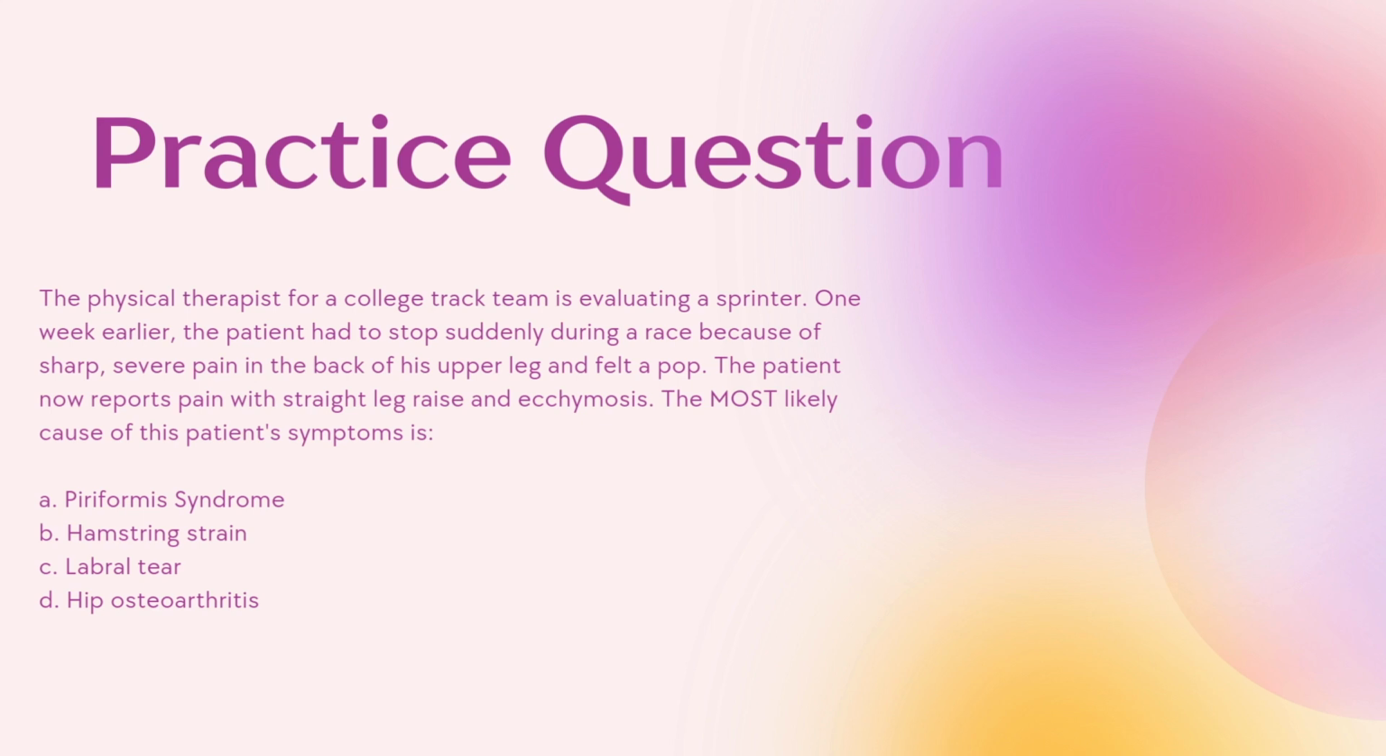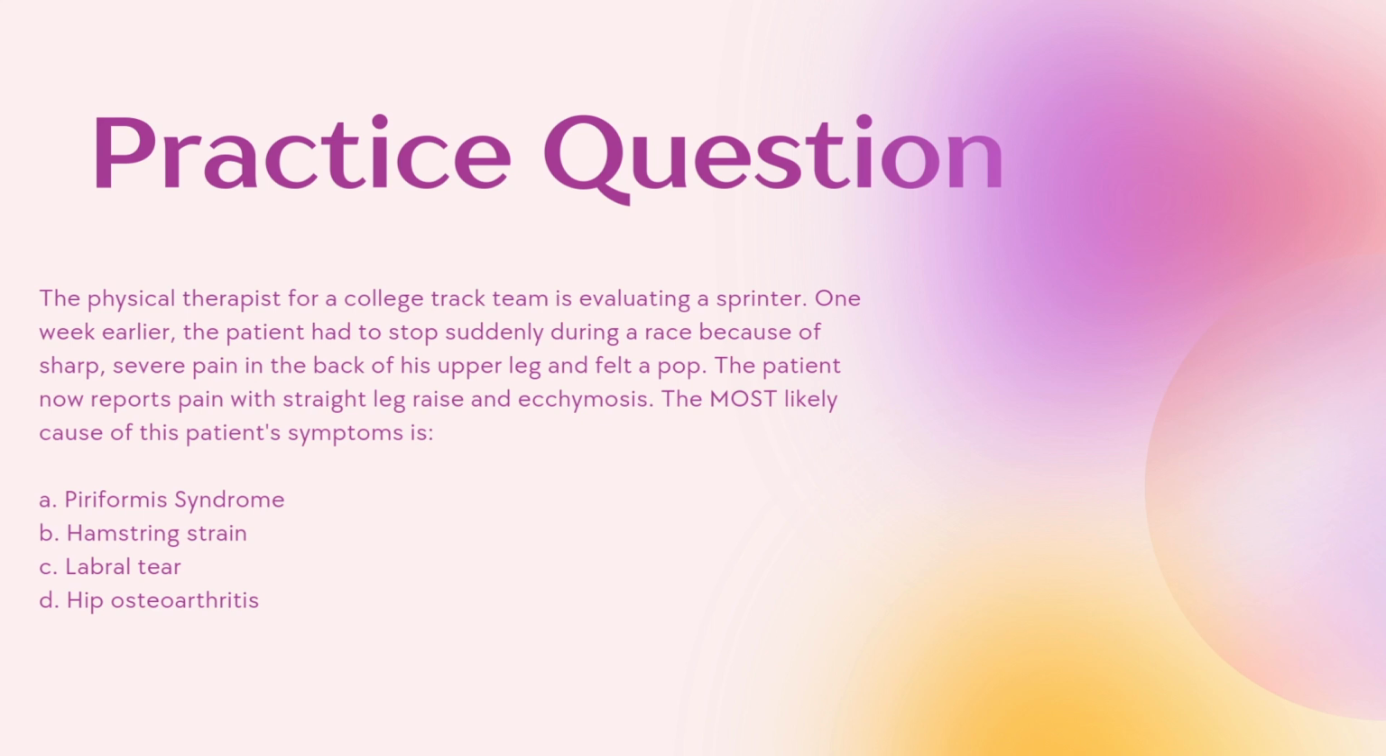Please pause if you're not ready to review. So the mechanism of injury we're looking at, they are running, felt a pop with sharp, severe pain in the back of his upper leg. So we're thinking posterior leg, pain with straight leg raise, and discoloration we're also seeing. So piriformis, we could be thinking because it's posterior upper leg, but not likely with this mechanism of injury at this acute phase. Hamstring strain, the mechanism of injury sounds like a reasonable match. Straight leg raise would stretch the muscle, which would cause pain and have some discoloration. I like this answer, but let's keep looking.